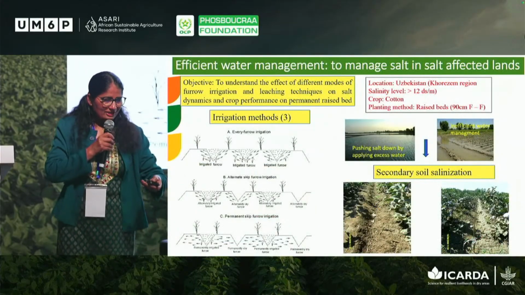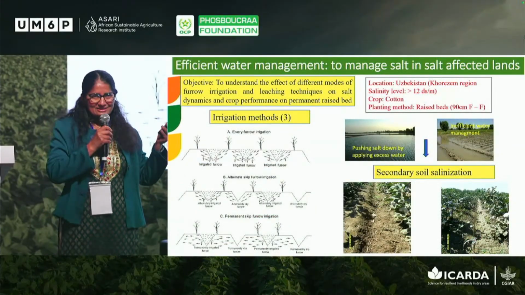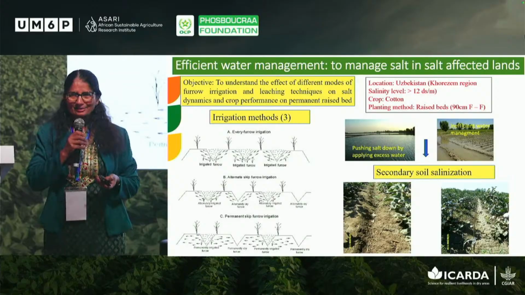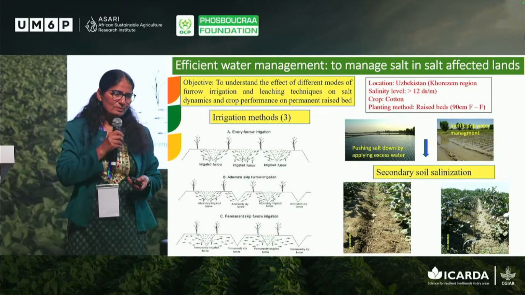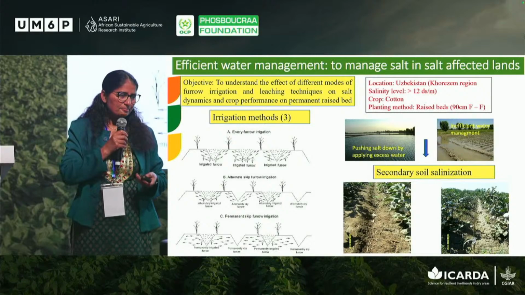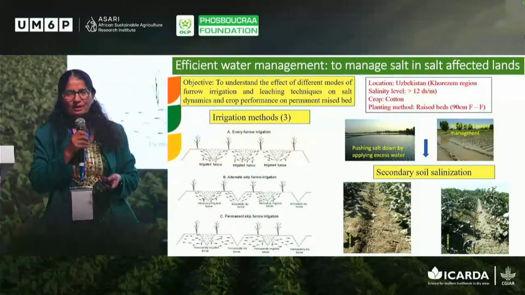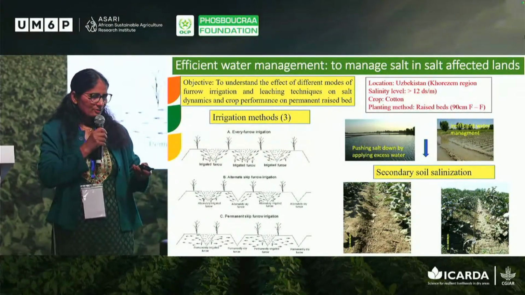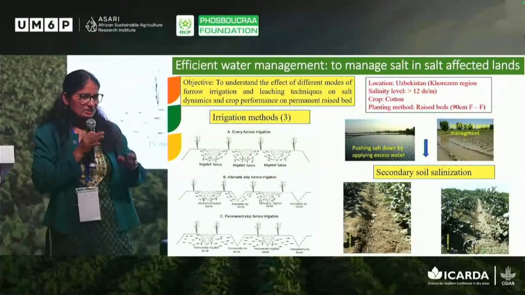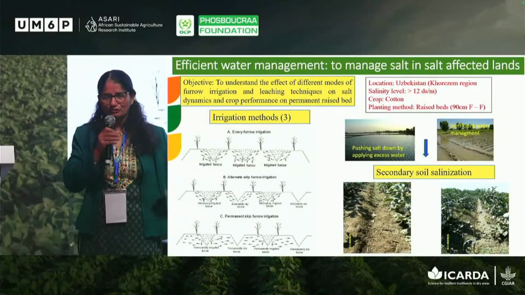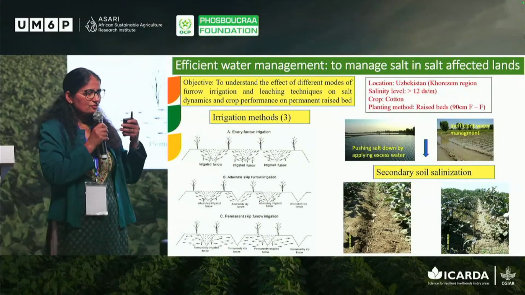One other thing: because I realized this is a salinity topic, why not present this kind of work. It's very short: efficient water management to manage salt in salt-affected lands. This is a study from Uzbekistan with three irrigation methods. The salinity level was more than 12 dS per meter, and the crop was cotton. The planting method was raised beds with 90 centimeter furrow-to-furrow spacing, and we implemented three irrigation methods.